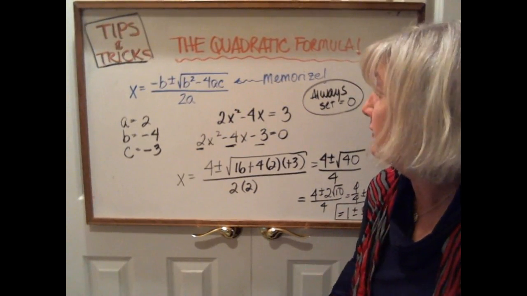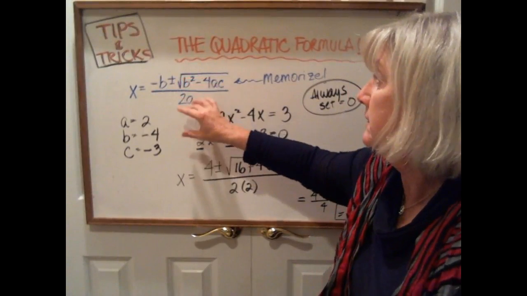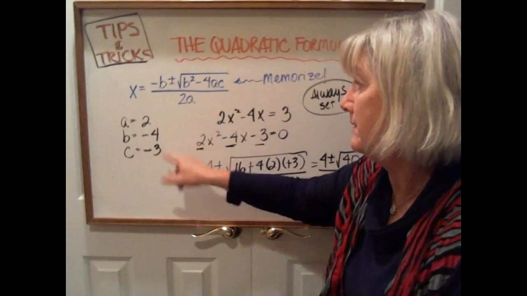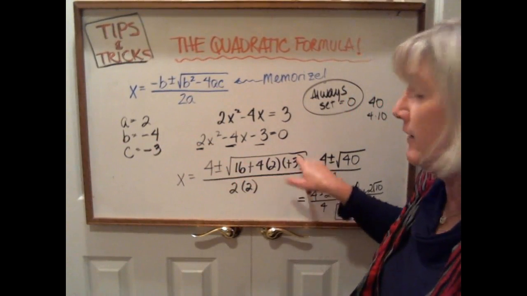So the hints for this: write down the formula, make sure it's equal to 0, list A, B, and C, plug them in, and simplify under here first.